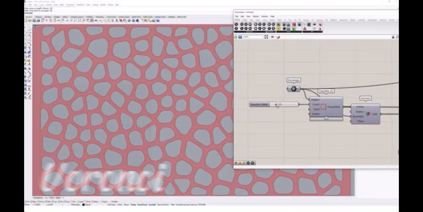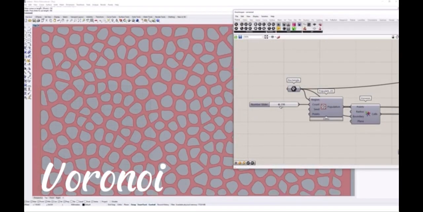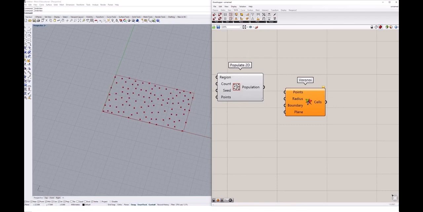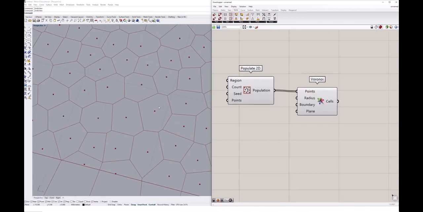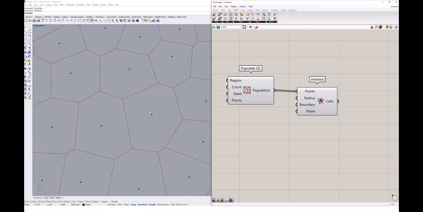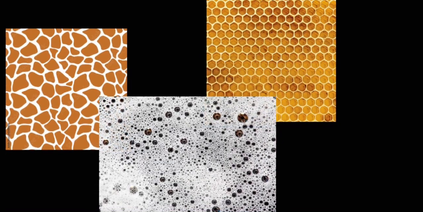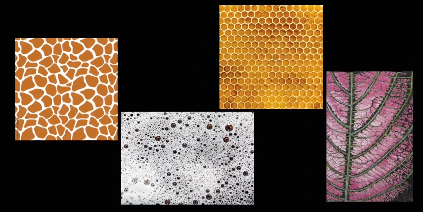A Voronoi pattern provides clues to nature's tendency to favor efficiency. Everything inside a cell is closer to its seed point than to any other seed. Other examples are the skin of a giraffe, honeycombs, foam bubbles, and the cells in a leaf.